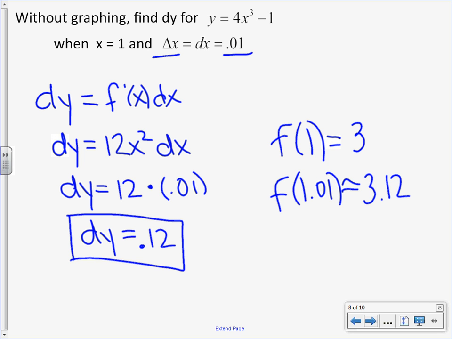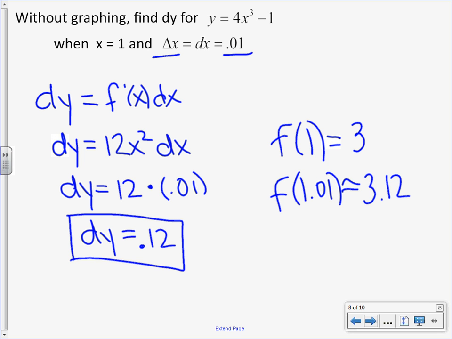Yes. Wait, why did you do all that? I don't know. Okay, so f of 1 is 3, correct? Yes. Okay, so f of 1.01, why are you doing that? It's just kind of using dy to put it all together.